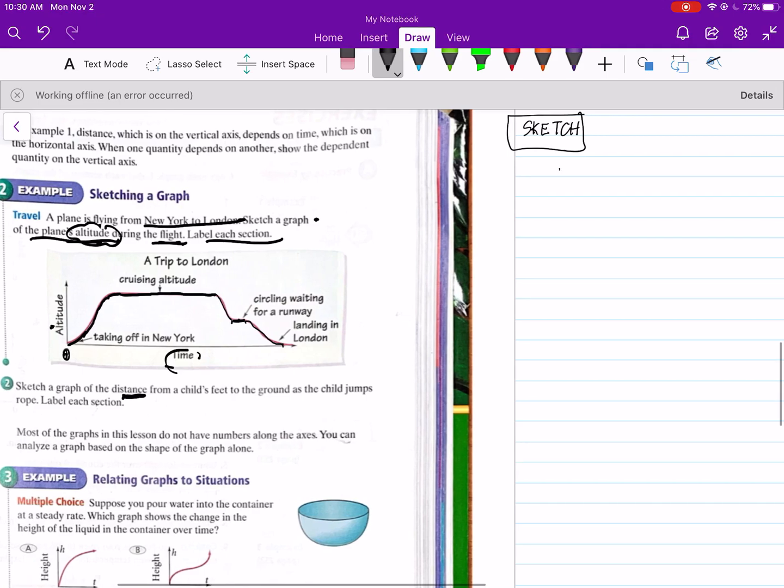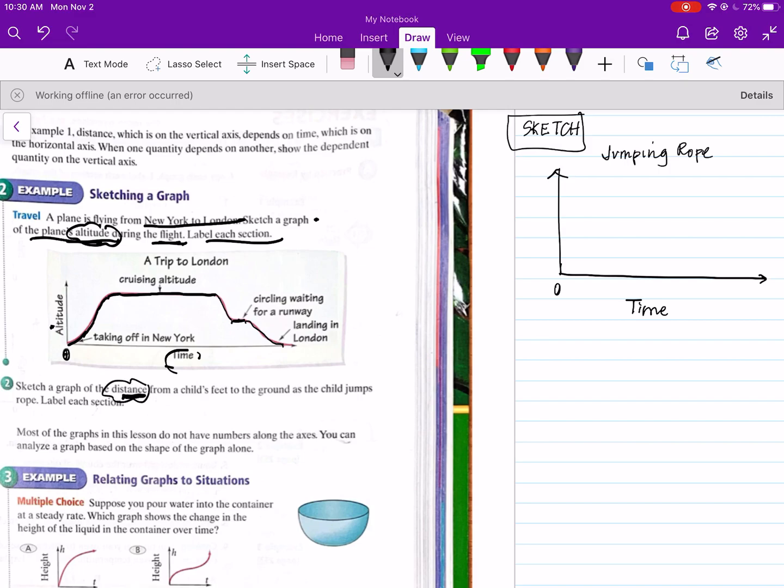So again, I'm going to kind of go like this. Just need a first quadrant. I'm going to put a title. All good graphs need titles. So, jumping rope. Very general. What did I say always goes on the x-axis? Hopefully you are saying time. And then on the y-axis, it will tell you what it is. And in the problem, it says distance. So I'm going to put in distance.